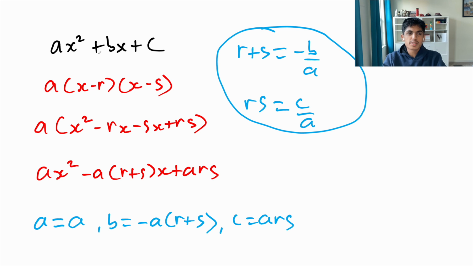As we can see here, we don't actually need to know how to factor this quadratic. Instead, we just look at negative b over a and c over a to find the sum and the product of the roots respectively.